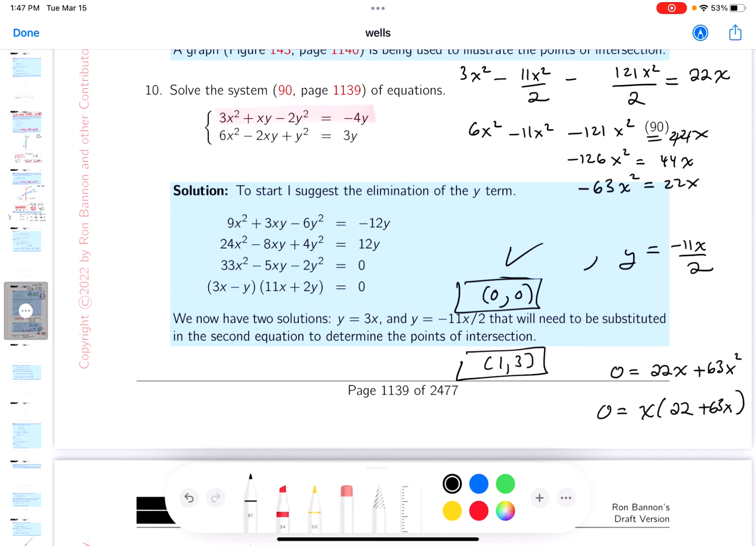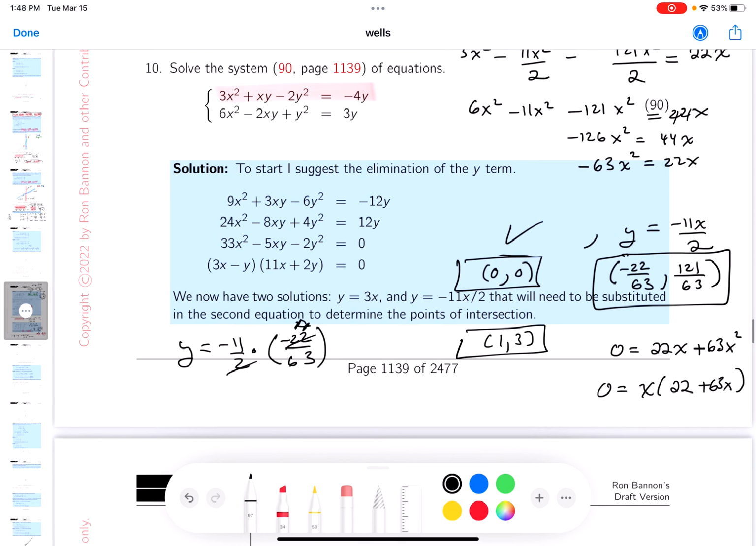What's the other one going to be? It's going to be minus 22 over 63. Let me write that down. Let's write this down now. What's the y going to be? The y will be minus 11 halves times minus 22 over 63. Well, 2 goes into minus 22 11 times, sorry. You get 121 over 63. This is another point of intersection.